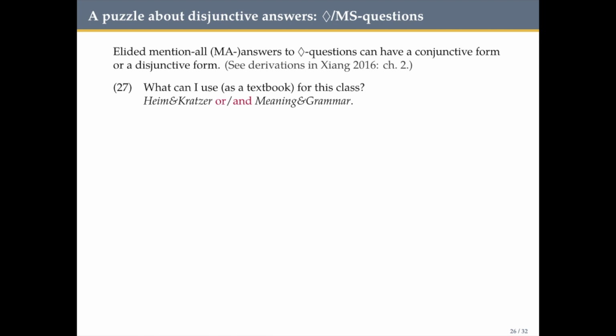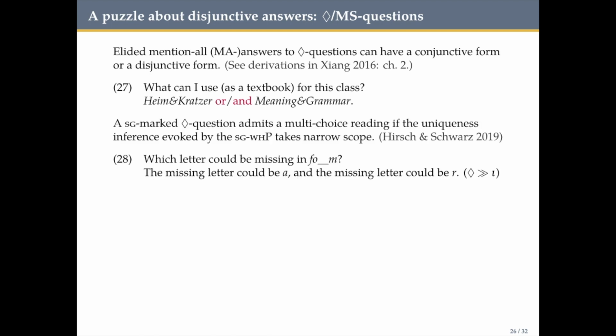In particular, a disjunctive answer will be understood as free choice. Hirsch and Schwarz observed that a singular-marked diamond question admits a multiple-choice reading if the uniqueness inference invoked by the singular wh-phrase takes narrow scope. For example, in 28, which letter could be missing in FO_M? The missing letter could be A, and the missing letter could be R. Here, we're interpreting uniqueness under the scope of the possibility modal.